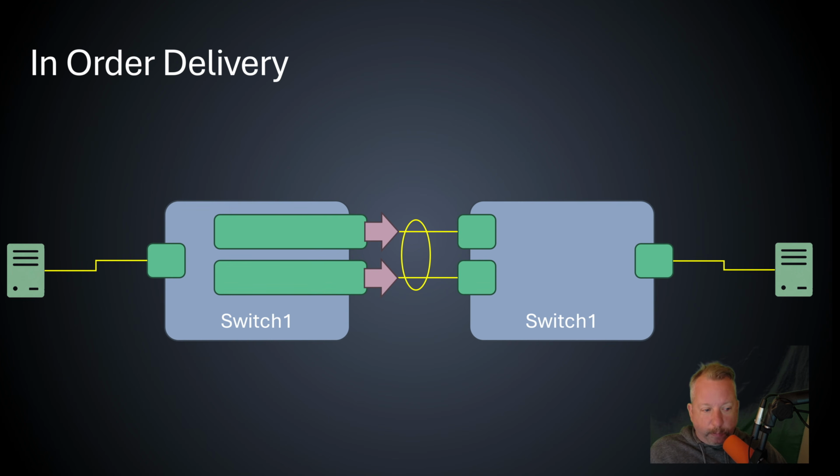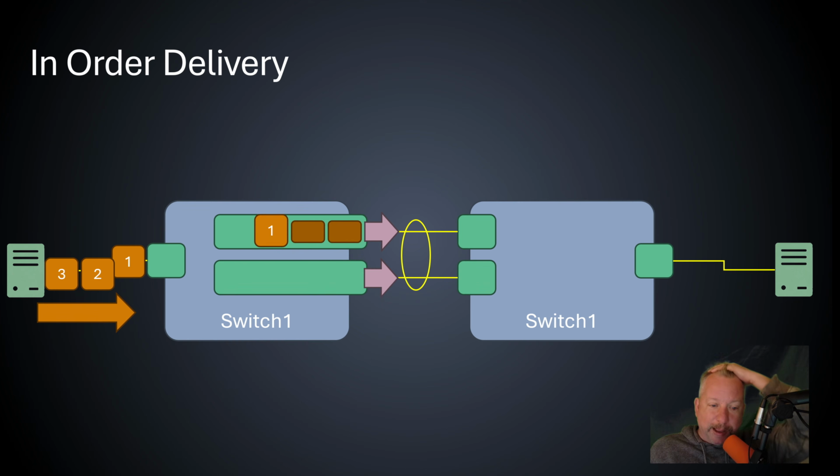So for example, we've got a device on the left sending packets to the device on the right. It sends them in order, 1, 2, and 3. Okay, so that's the order that it enters switch 1. But because we're doing round robin, the first packet goes into the first interface queue, even though there are 2 packets in front of it. The second one goes into the empty queue.